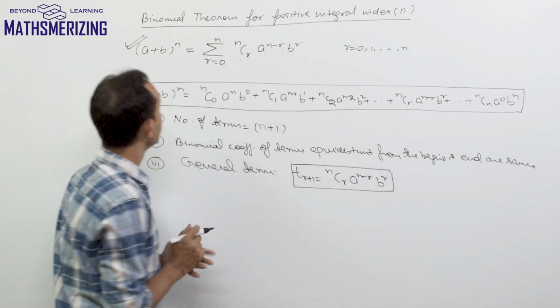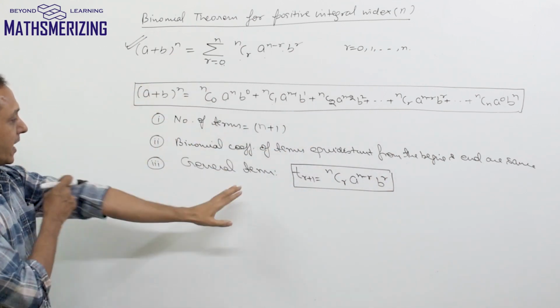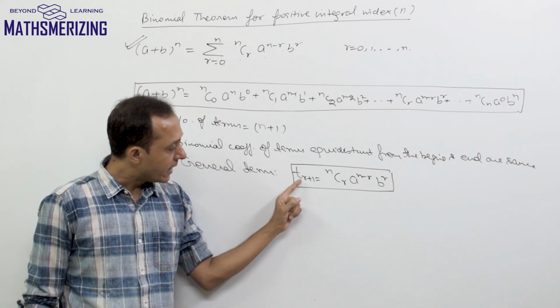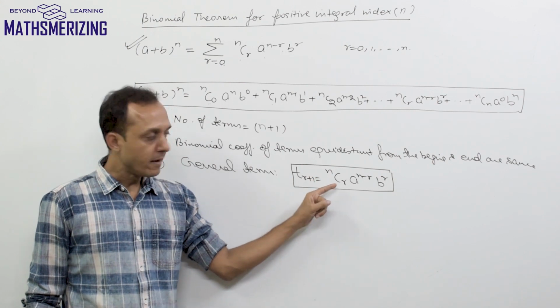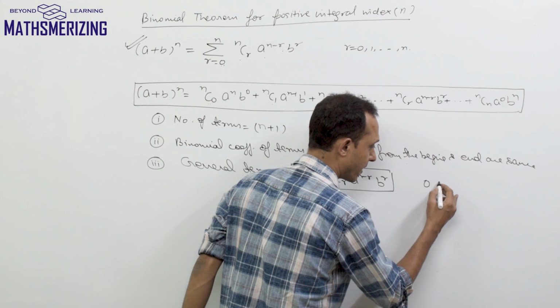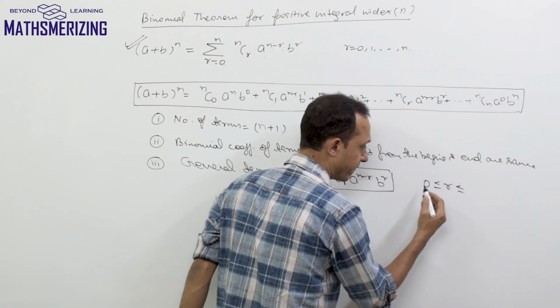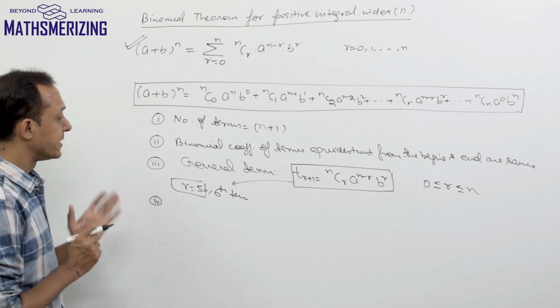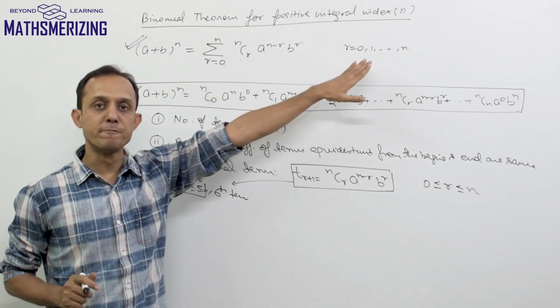So if I have any binomial expression which is (a + b) to the power n, and I have to write its general term, I'll simply say its general term will be T(r+1), which is nCr a to the power n minus r, b to the power r, where the value of r can vary from 0 to n. Suppose someone says find the rth term from the end.